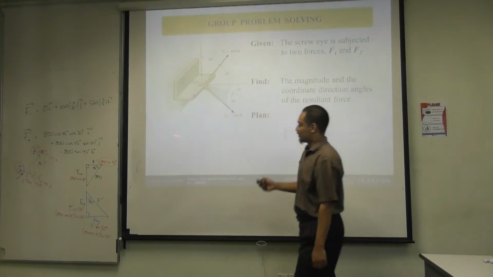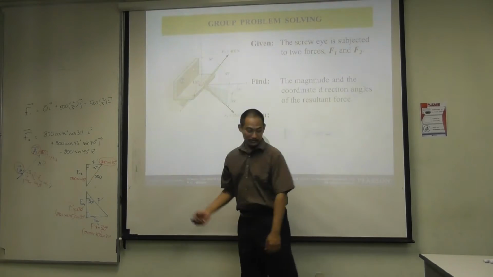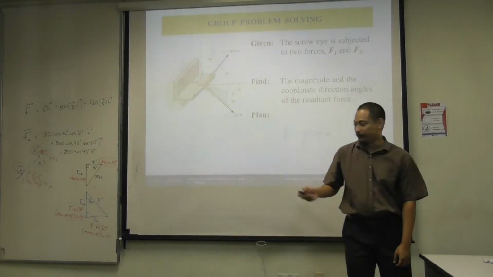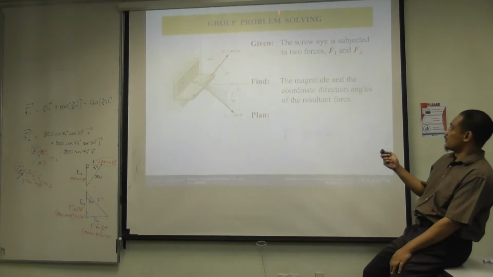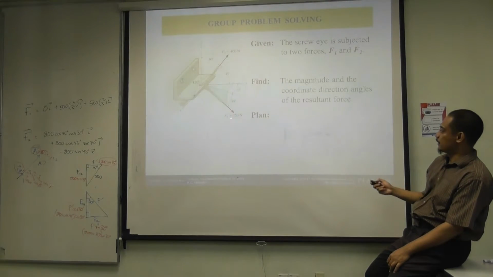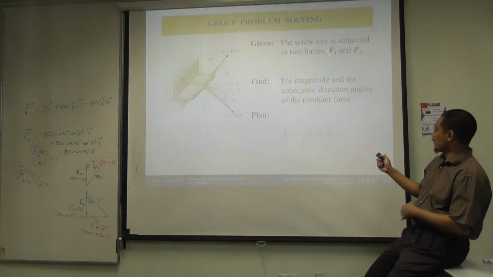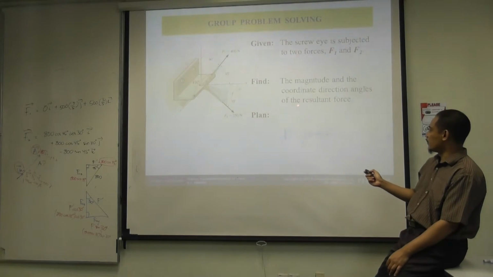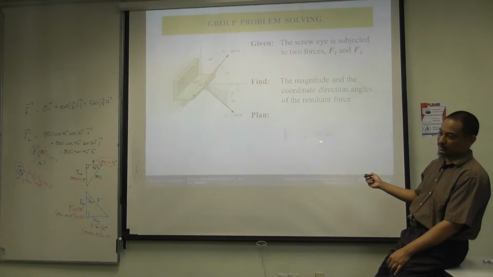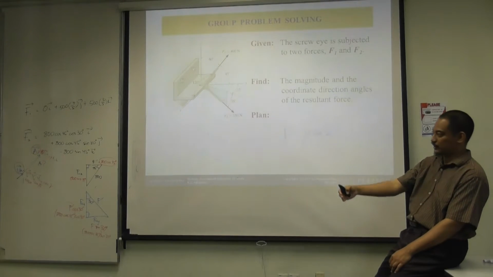Okay, let's take it. I'll give you 5 minutes to see how you get it. First, before that, let's see if you understand the question. We have two forces, F1 and F2, given. So you have the angle and the angle. Find the magnitude and the coordinate direction angle of the resultant force. Do you understand what's the final answer that you have to give?